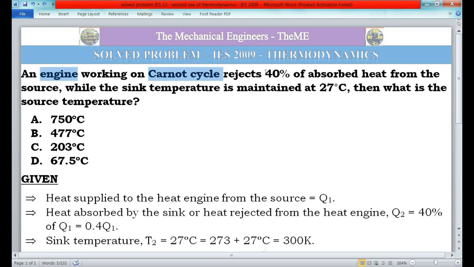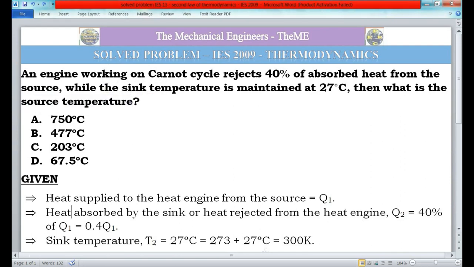So in this case, the heat engine rejects 40% of absorbed heat. That is, only 60% of heat is being used to produce work output and the remaining 40% of heat is being rejected to the sink. The sink temperature value is 27 degrees Celsius. That is, the temperature of sink is 27 degrees Celsius. So in this question, we have to find the value of source temperature.